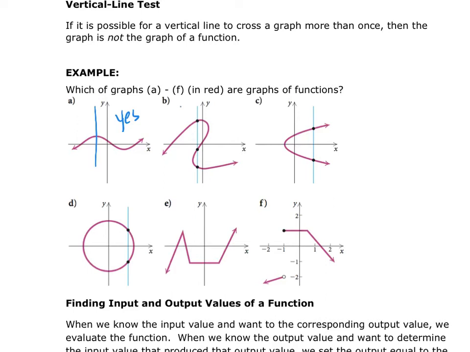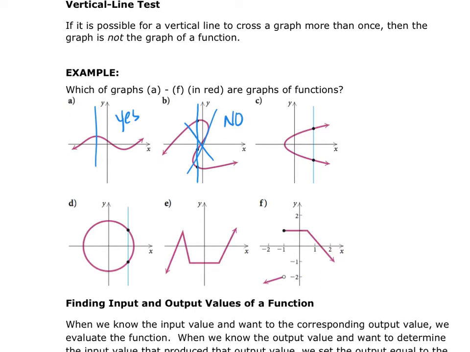If I take a look at B, if I drop a vertical line on this portion of the graph or this portion of the graph, then it looks like it is a function. But I have to be able to drop that vertical line anywhere across the equation or the graph, and right there, as you see, not only did I pass it once, I passed it 3 times, so this is no, it is not a function.